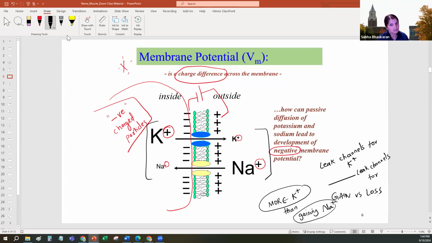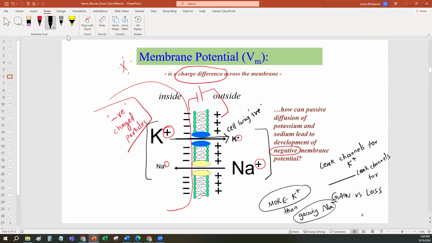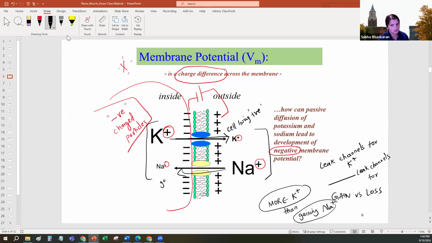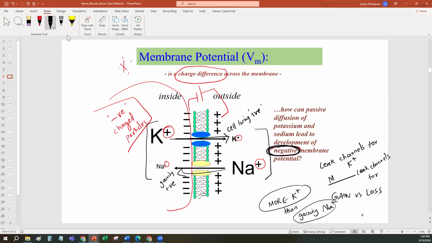So remember, leak channels allow K+ to go out, right? If K+ is going out, the cell is losing positive charge. If Na+ is coming in, the cell is gaining positive. So purely based on this knowledge, why is the cell exhibiting negative membrane potential? What does it tell us? That the leak channels for K+ are? Open. More. Very good, Eric.